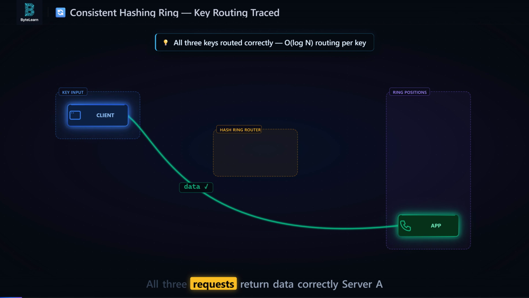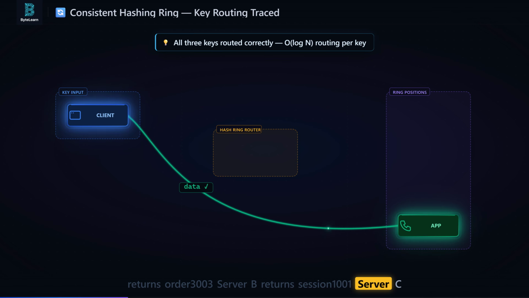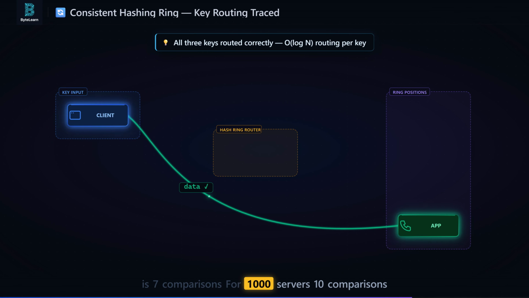All three requests return data correctly. Server A returns order 3003. Server B returns session 1001. Server C returns user 2002. The routing cost is O of log n, a binary search on the sorted list of server positions. For 100 servers, that is 7 comparisons. For 1000 servers, 10 comparisons. The ring scales efficiently even as the cluster grows large.